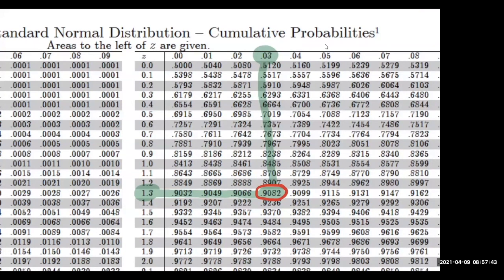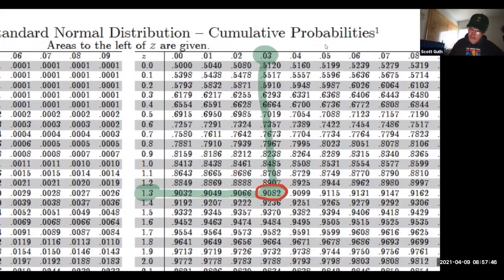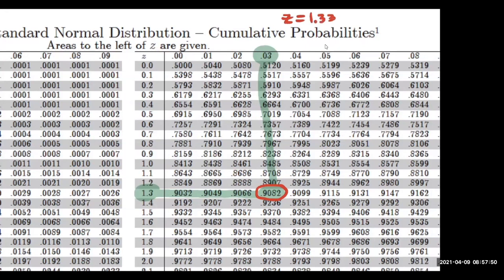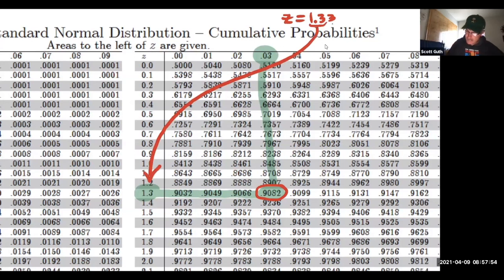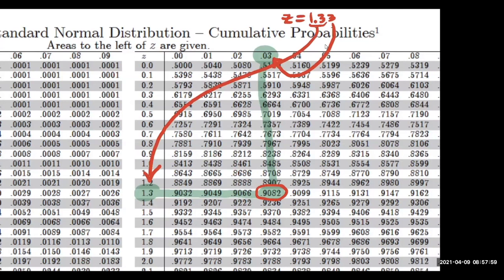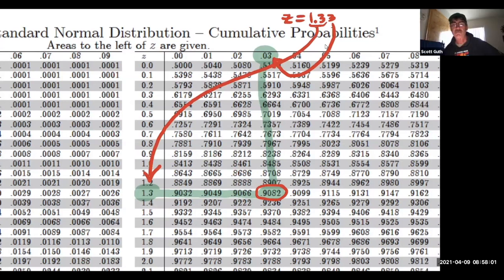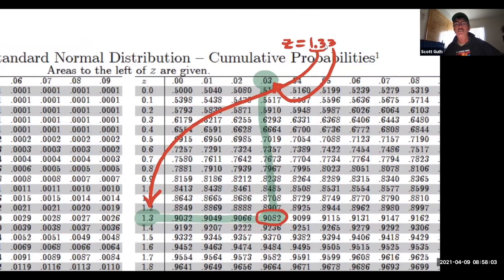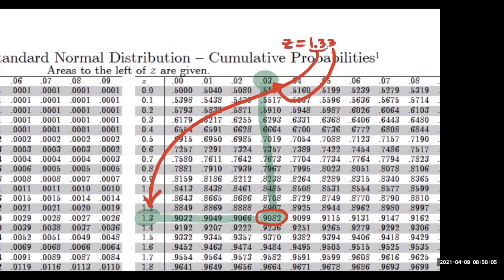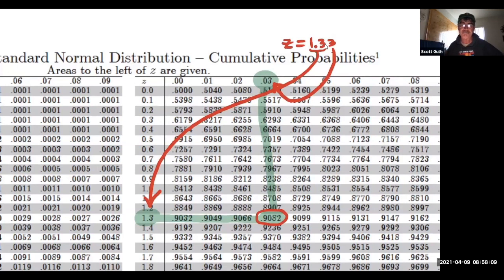Why did we go 3 to the right? Because the z-score is 1.33. So the 1.3 here is that. Right. And then the second 3 is this other. Oh, so the top is the hundredths place. Oh, okay. Yeah. Got it. That's super important, because we're gonna use this table a lot. Okay, and again, the probability there is 0.9082.